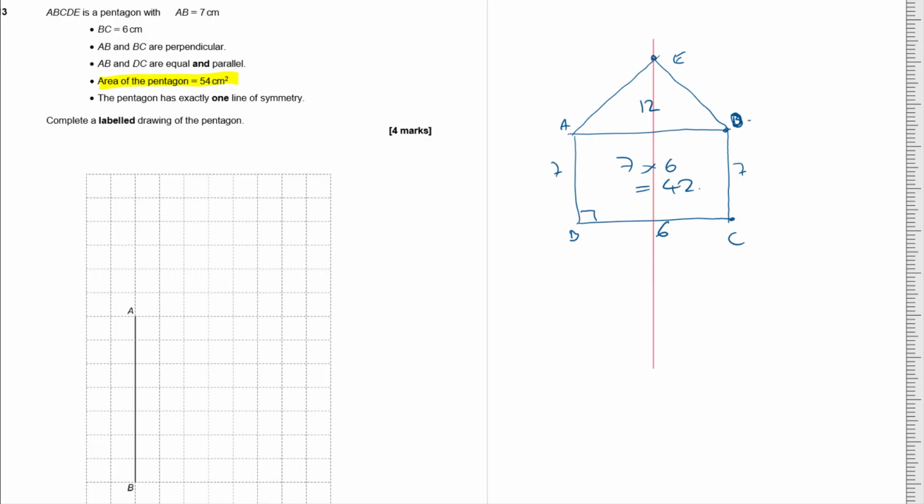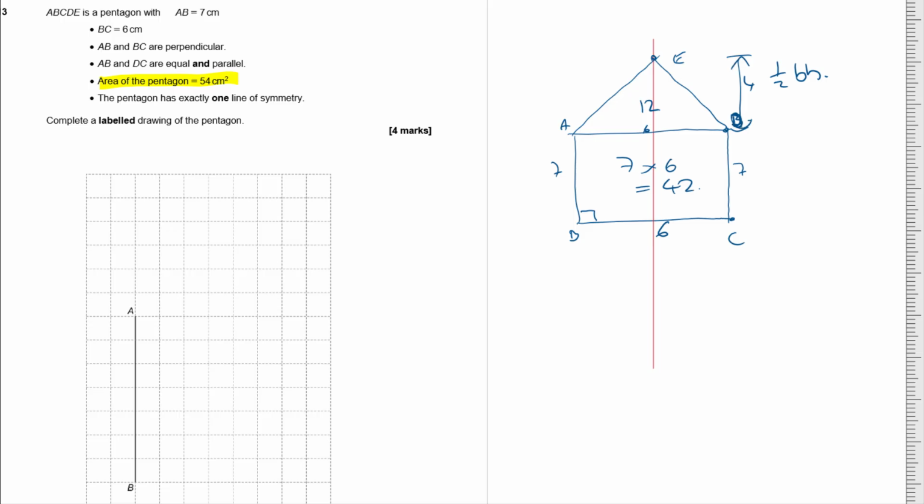Now we know that the base of the triangle is 6. So how tall is that triangle going to have to be so it has an area of 12? Remember, the area of a triangle is half base times height. So you might be thinking it's just 6 times 2, but that would be too shallow. I think it's going to be 4, isn't it? Because 6 times 4 is 24, and then when you halve it, you get an area of 12. So that means that point there is going to be 4 units above D.